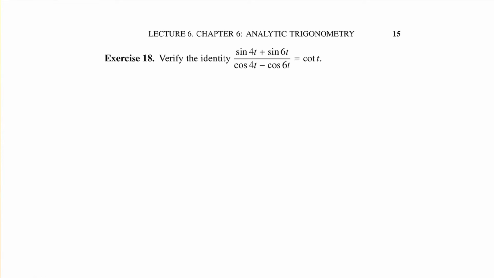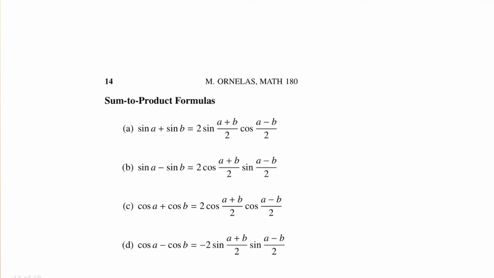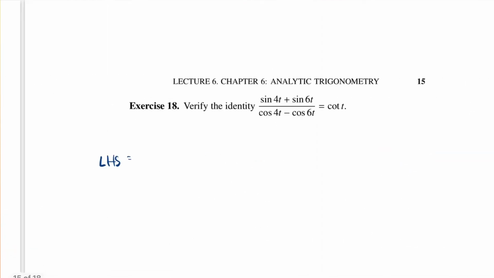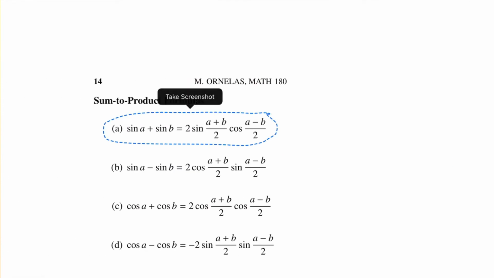All right, now we have an identity to verify. So let's work on the left-hand side for this. So we have to figure out what that becomes. If we look at the formulas, it's going to be sine plus sine. So we're going to use this one.